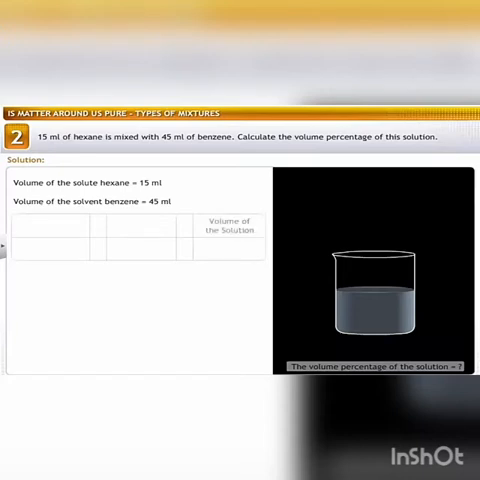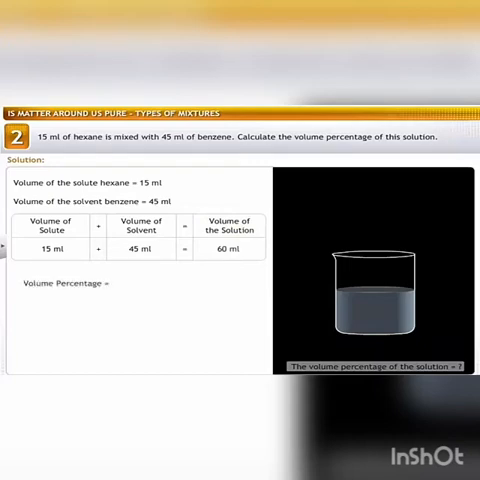The total volume of the solution is equal to the sum of the volumes of the solute and the solvent. The volume of the solute is 15 milliliters and the volume of the solvent is 45 milliliters. Adding both the volumes, you get the total volume of the solution equal to 60 milliliters.